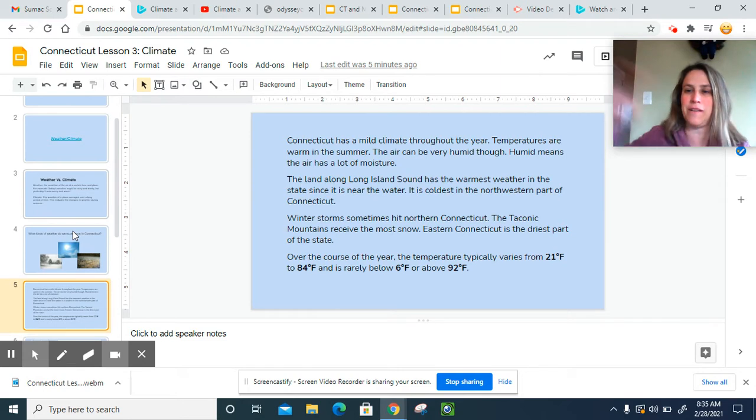The Taconic Mountains are part of the Appalachian Mountain Range Trail. And eastern Connecticut is the driest part of the state. Over the course of the year, the temperature typically varies from 21 degrees Fahrenheit to 84 degrees Fahrenheit and is rarely below 6 degrees Fahrenheit or above 92 degrees Fahrenheit.